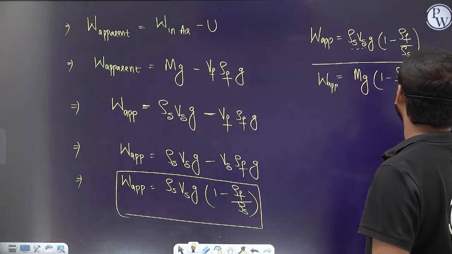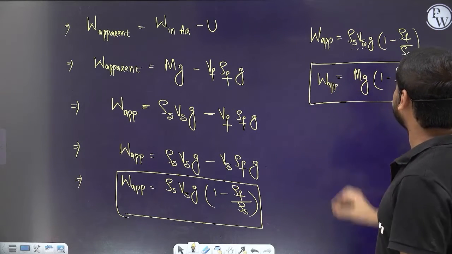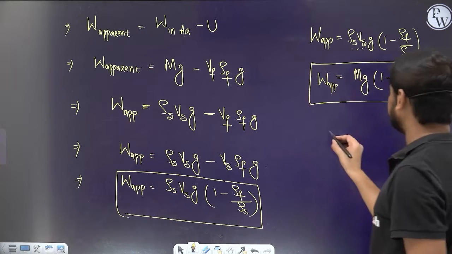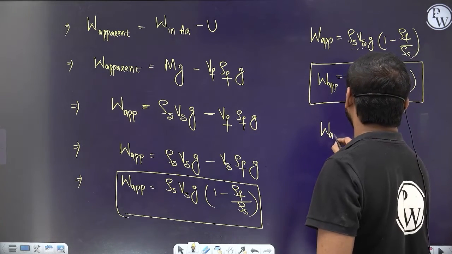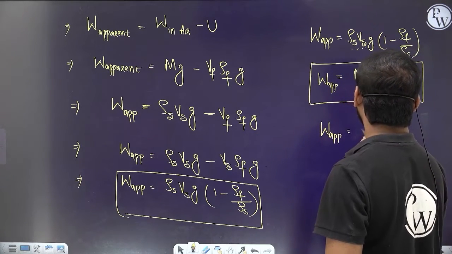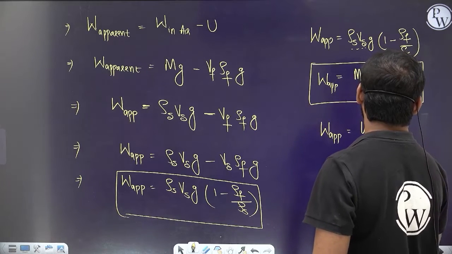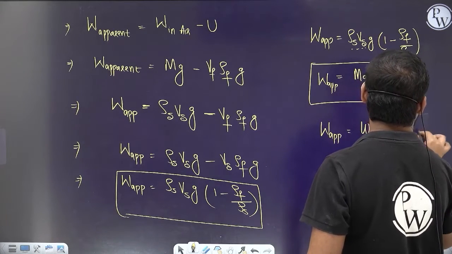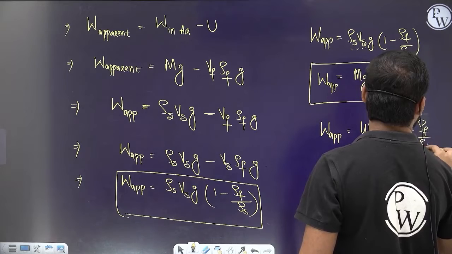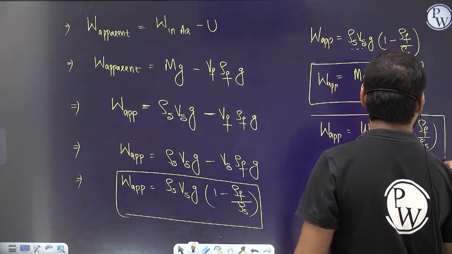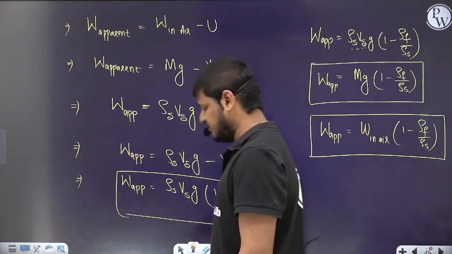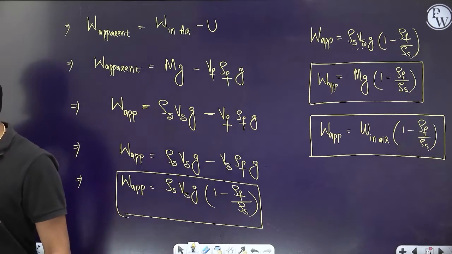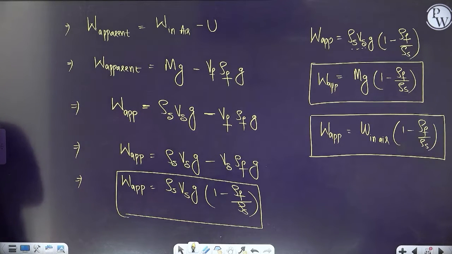So the apparent weight can also be written as the weight in air into 1 minus rho F by rho S. Clear, guys? Everyone done with this? Chalo.